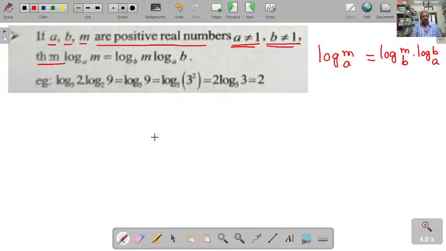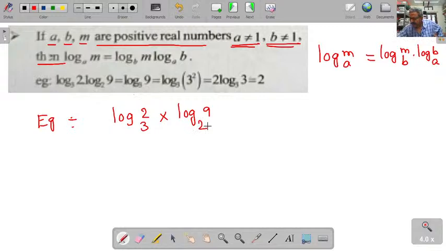Understood now? For example, you can see the example: log 2 to the base 3 multiplied with log 9 to the base 2. What is the value? You need to find out.